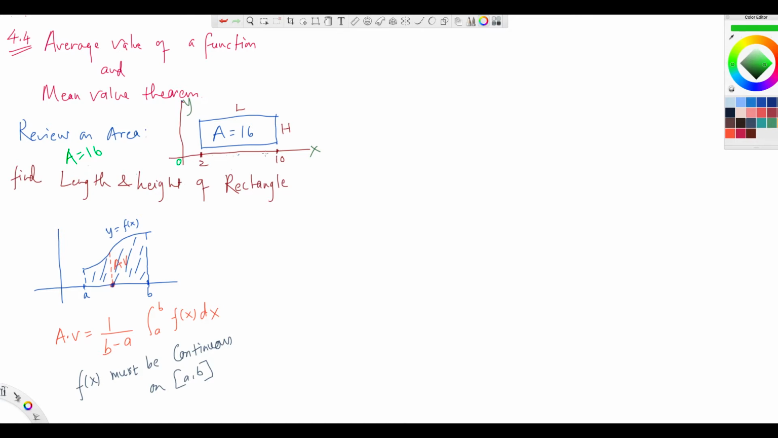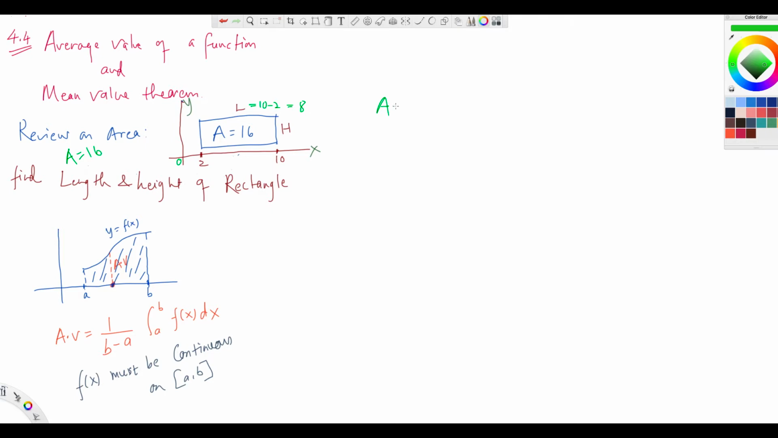So how much is the length in the middle? That length in the middle is basically the length of the rectangle, right? So how would I write that? It is 10 minus 2, that is 8. You see that? So this length is 8. So what we have now is area is 16, length is 8. So what should be the height? How do I find out that?